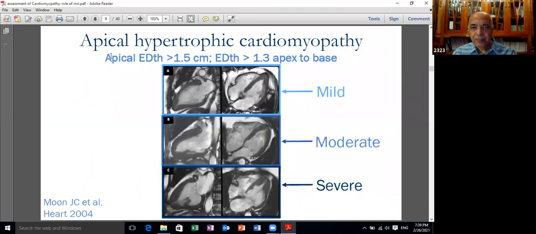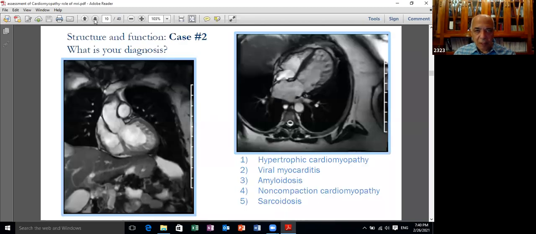Now, if you look into this, this is the criteria again: apical width more than 15 millimeters, and the ratio between the apex and the base is more than 1.3. And you have mild, moderate, and severe degrees. So as you look here, you will find this is the septum. In the moderate and the severe cases, the septum, instead of thinning out towards the apex, you will find it is thickened, the same with the lateral wall. So this is an important finding which puts the diagnosis of apical hypertrophic cardiomyopathy.